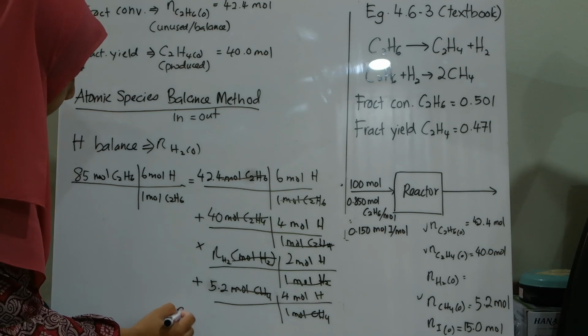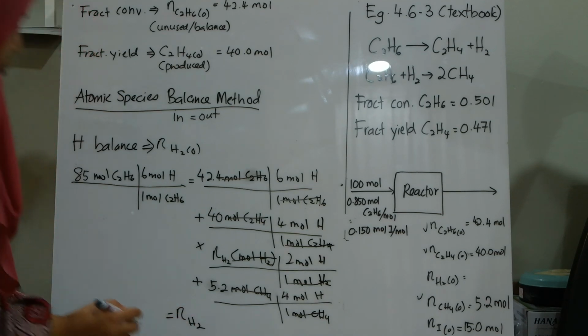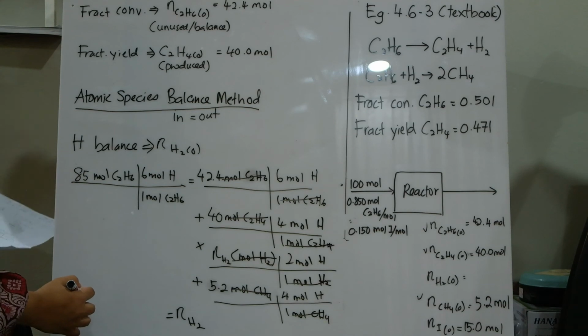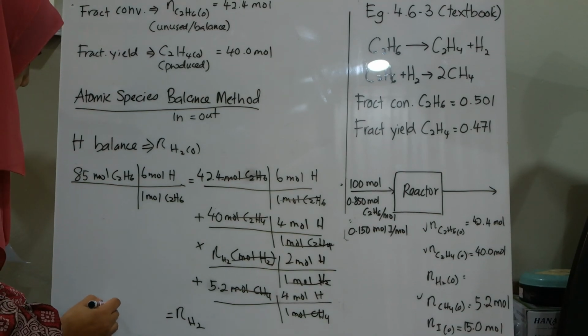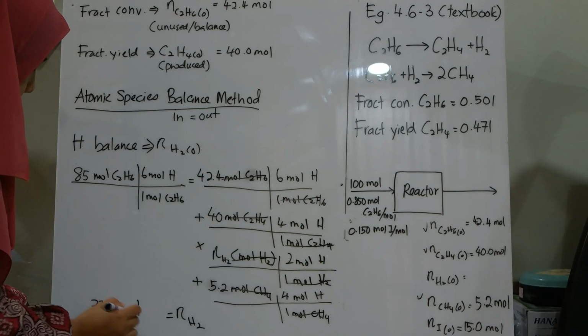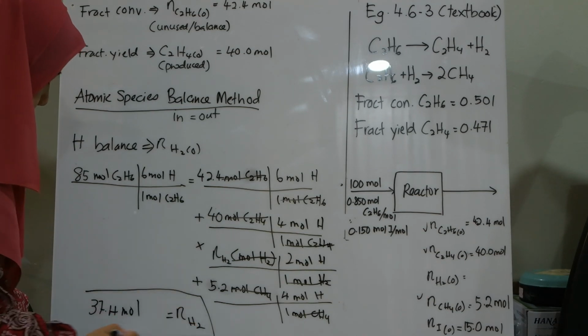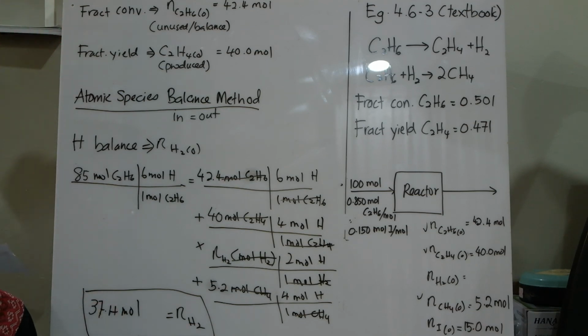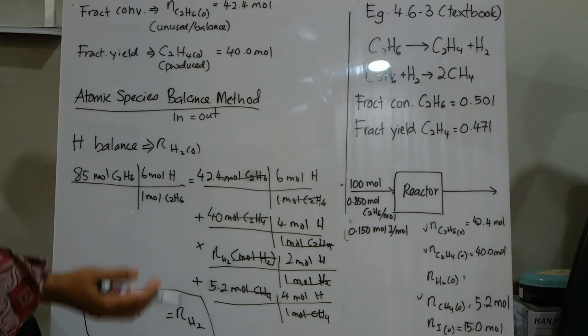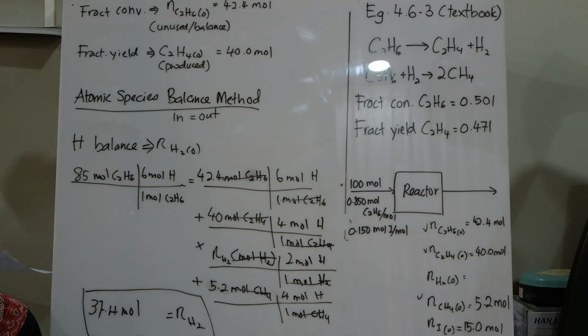Lastly, the number of mole of H2 produced is equivalent to 37.4 mole. You can check with the answer that we solved before using extent of reaction. You'll get the same answer, whether you use extent of reaction or atomic balance. Thank you.